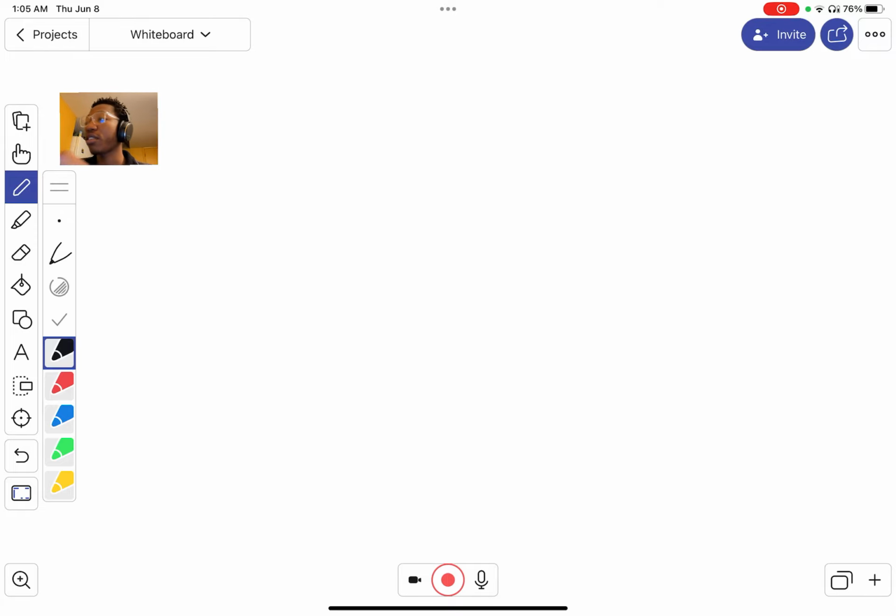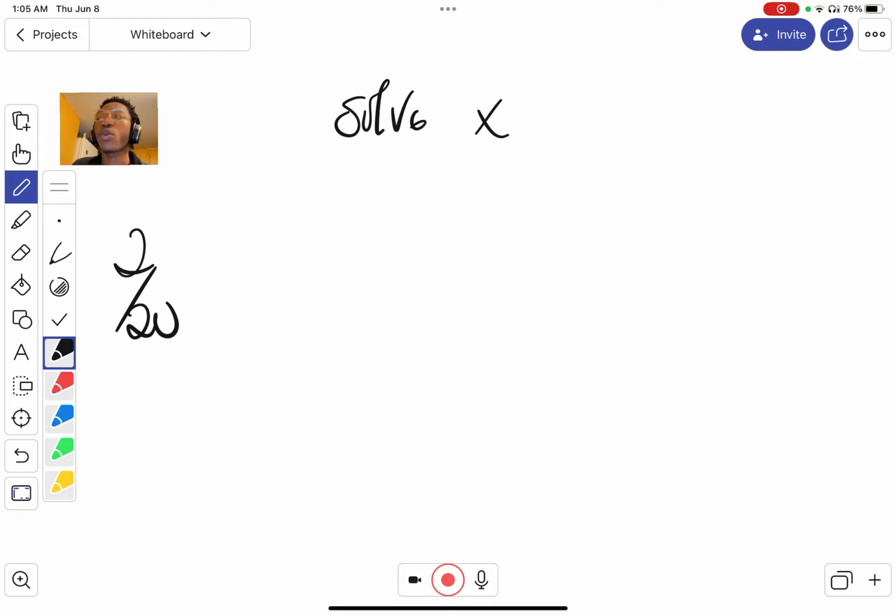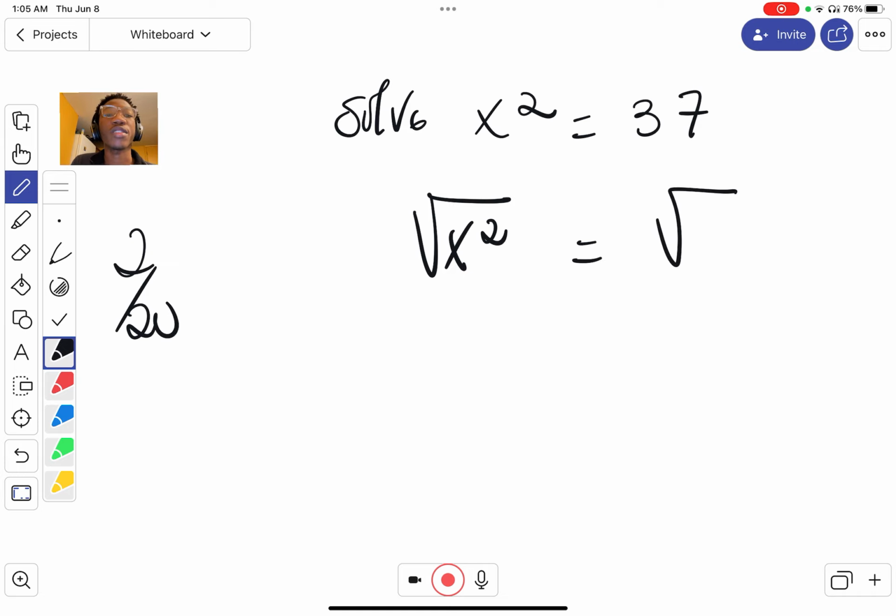So right now, let's get into question number two. It's going to be 2/20. It's solve again: x squared equals 37. So we're going to apply the same principle that we did in the previous exercise, which was to get the square root of both sides, which is the square root of x squared and the square root of 37.